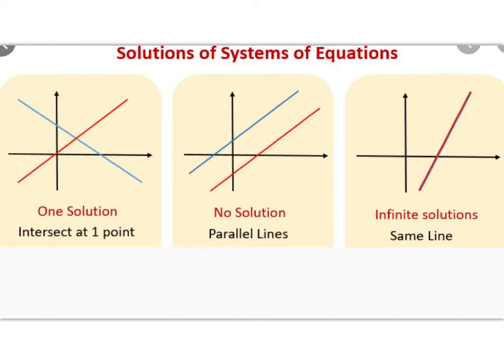So what is the point of systems of equations? We're looking for the point of intersection. So we're looking for this point if there's a solution. If there's no solution, the lines will not intersect, and an infinite solution means that the lines are the same. So let's go through it.